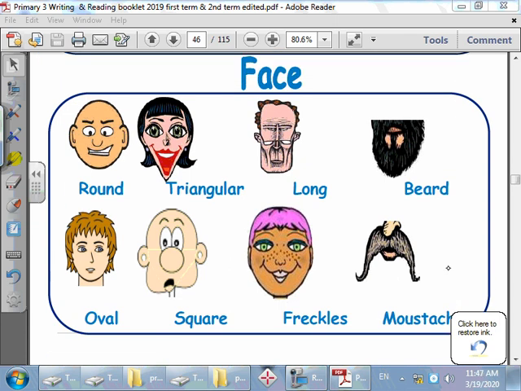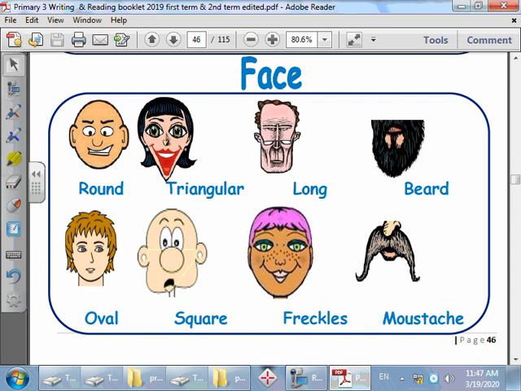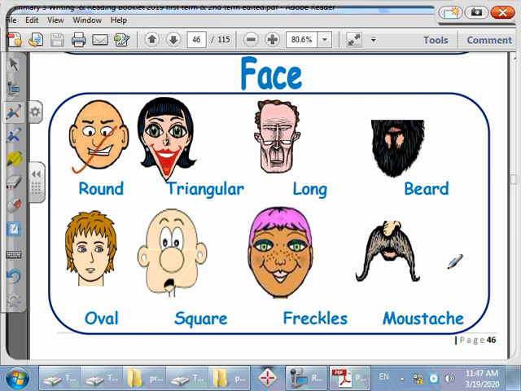Next, the face. When we describe someone's face, how does it look? Is it a round face? Is it triangle? Someone has a face like this, it's triangle. Long face. Most of you have round faces. Someone's face is long. Someone has a beard, mustache. Okay, freckles. These are the freckles here. The freckles are mostly when people have orange hair. Yeah, they have freckles. Square, oval.